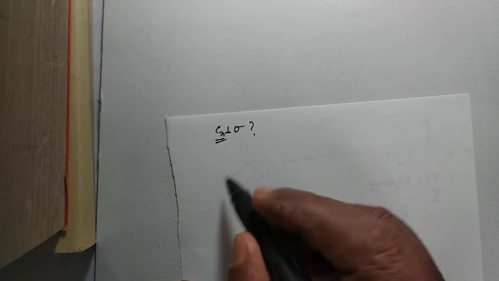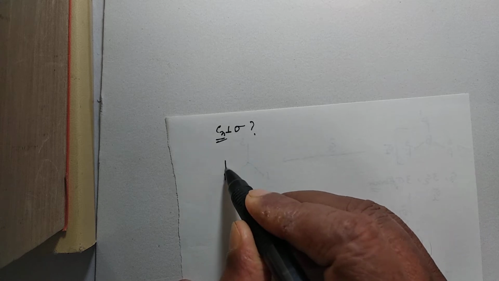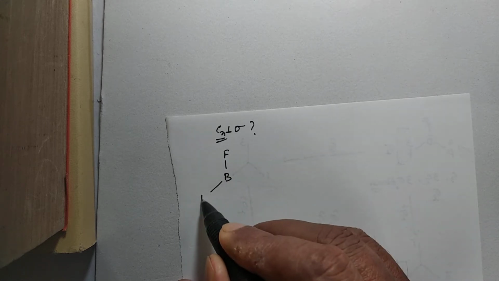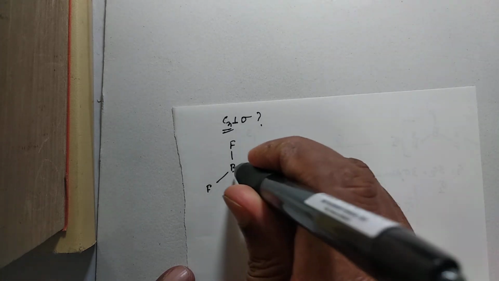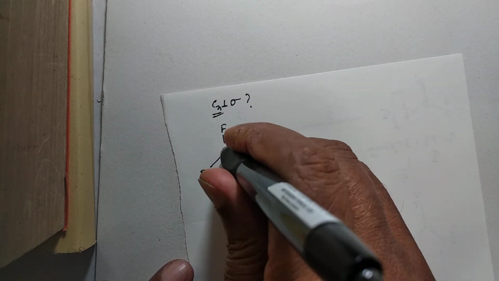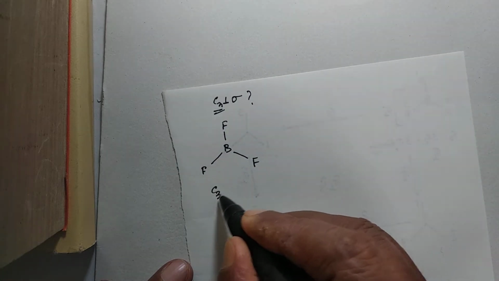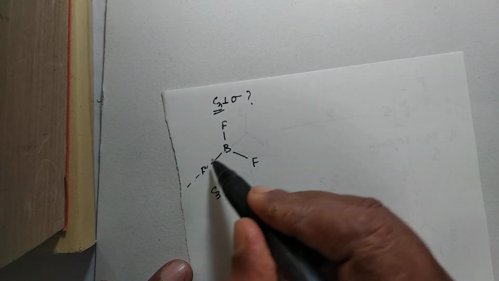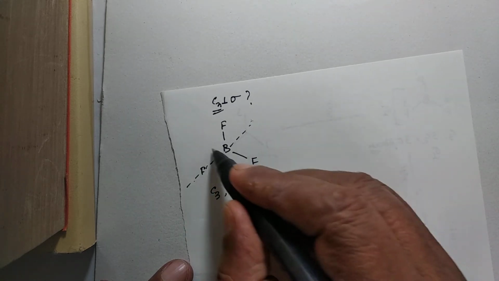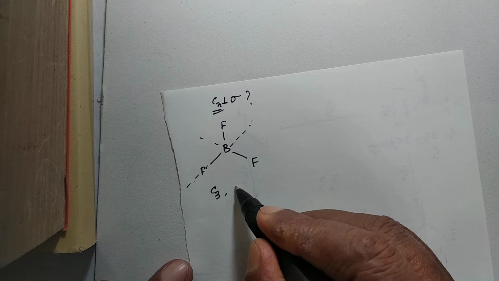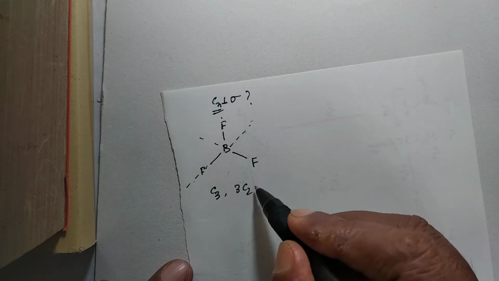To see this, we take the case of BF3. It has a C3 axis passing through the boron atom and perpendicular to the plane of the paper. This is a C2 axis. Every BF bond is a C2 axis. There are 3 C2 axes. This is also a C2 axis.